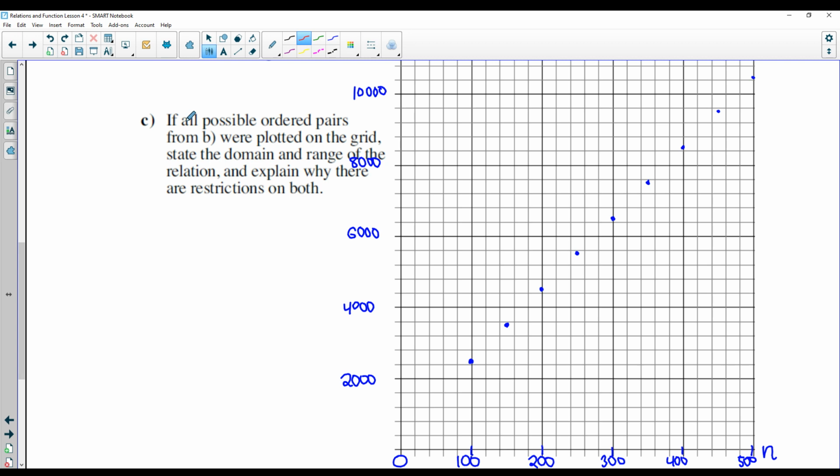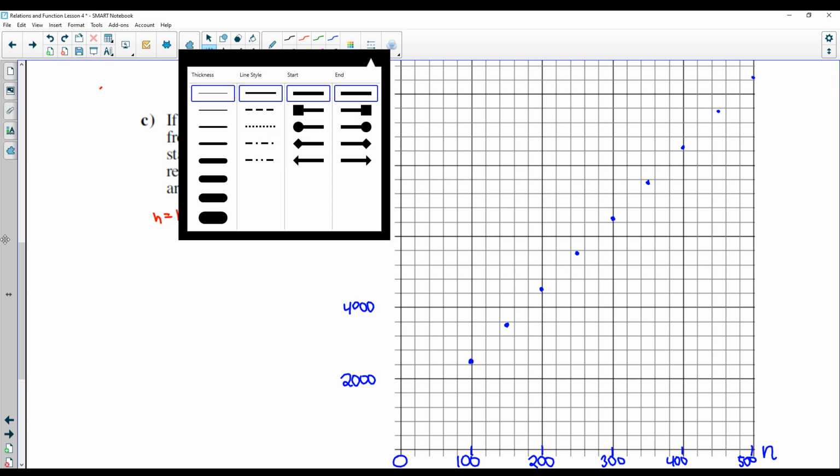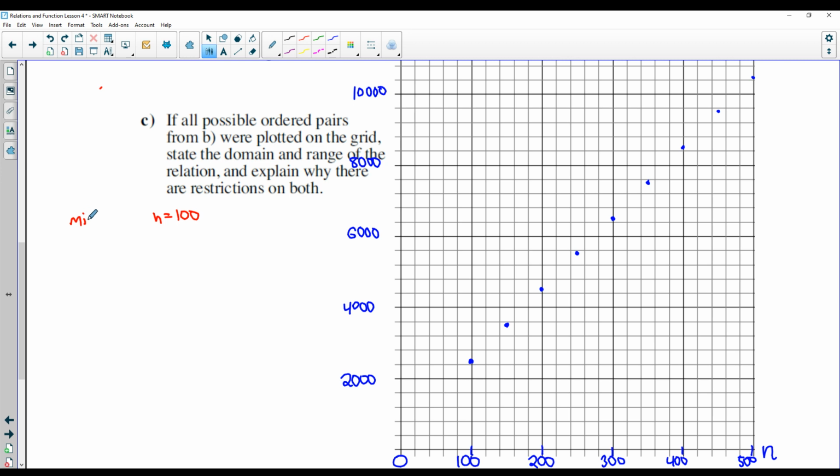So I'll just write this down. So your minimum is n is equal to 100 people. I can't spell. Minimum. There we go. And a maximum of n is equal to 500.